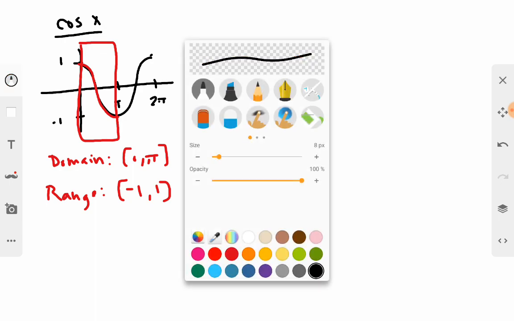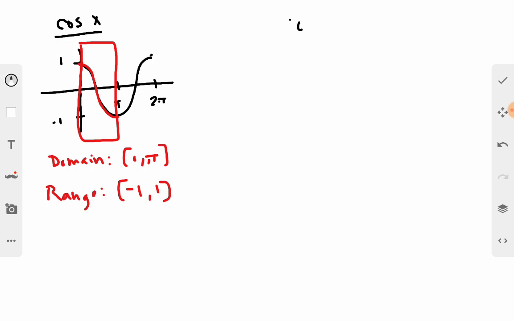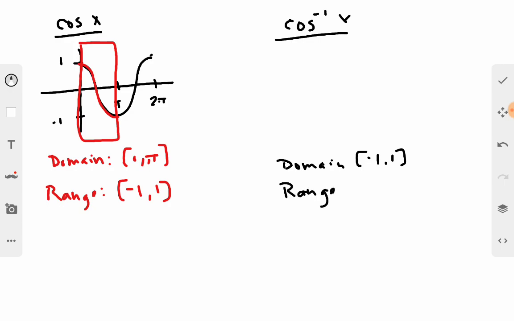So now when we look at cosine inverse, we know that we want the domain to be negative 1 to 1, and the range is going to be 0 to pi. Okay, so remember those two things reverse.